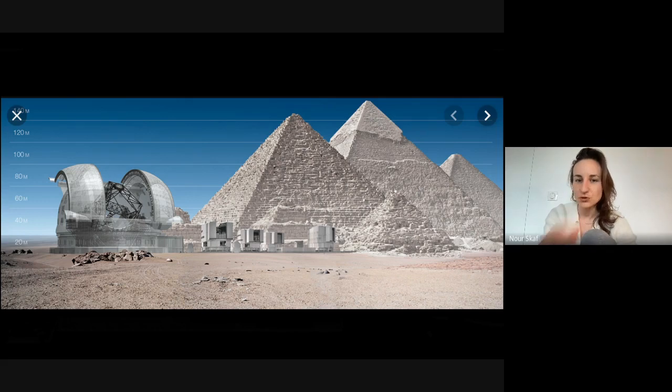Here is just to show on scale how huge the Extremely Large Telescope will be. It's going to be a big revolution in many fields of astronomy, and especially exoplanets, because right now in exoplanet direct imaging, we cannot really detect planets that are like Earth. We detect planets that are much bigger, like Jupiter, and further away. With this instrument, we will be able to detect Earth-like planets around Sun-like stars.